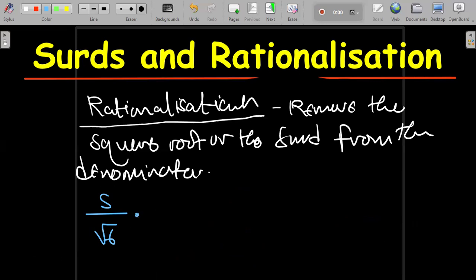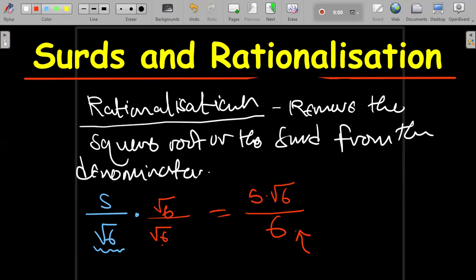We're just going to multiply by the conjugate of this root. If you have a single root like that, the conjugate is the same thing. So we multiply by the root of 6, and also on top, root of 6. Notice that this is just 1. So this equals 5 multiplied by root of 6, divided by root of 6 multiplied by root of 6. The square roots cancel, so it just remains 6. So we've rationalized this. All right, this is the first type of question that can come under rationalization.